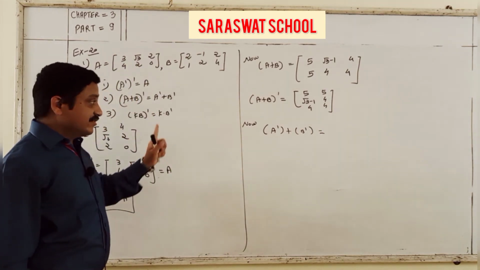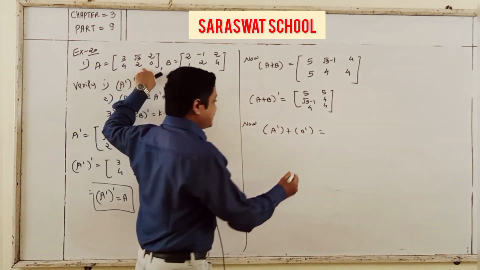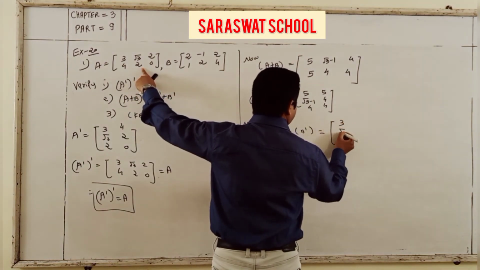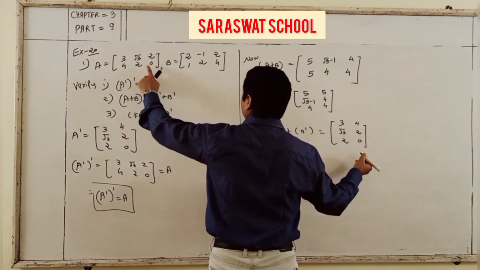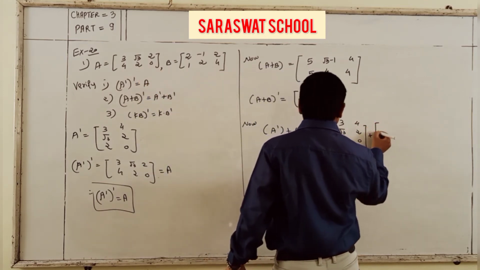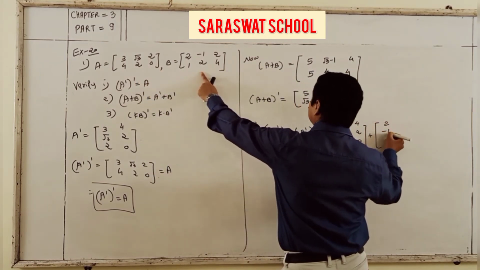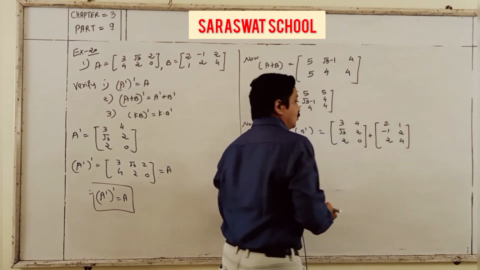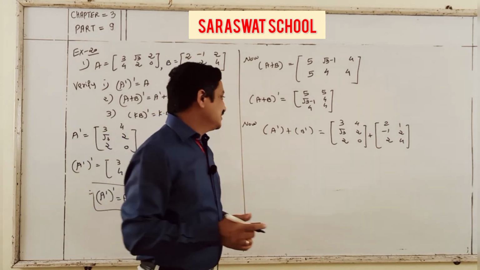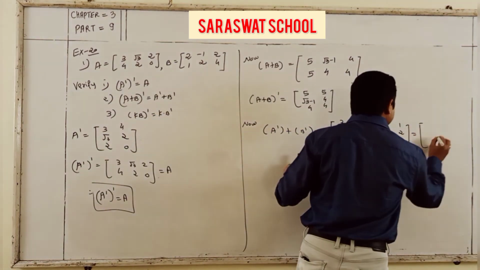Now you will start A dash plus B dash, meaning this RHS side. So here, A dash is this dash. So it is 3 root 3 2 4 2 0. Now students, same for B dash: 2 minus 1 2 and 1 2 4, both plus. Simple, you will get your answer here.